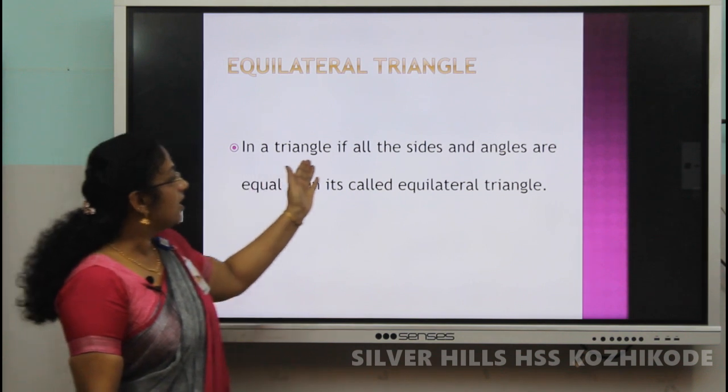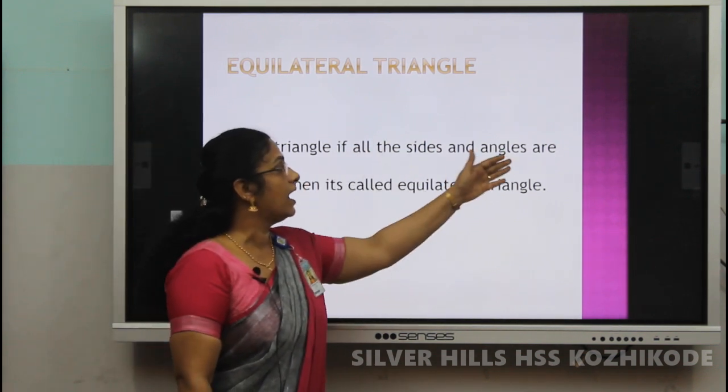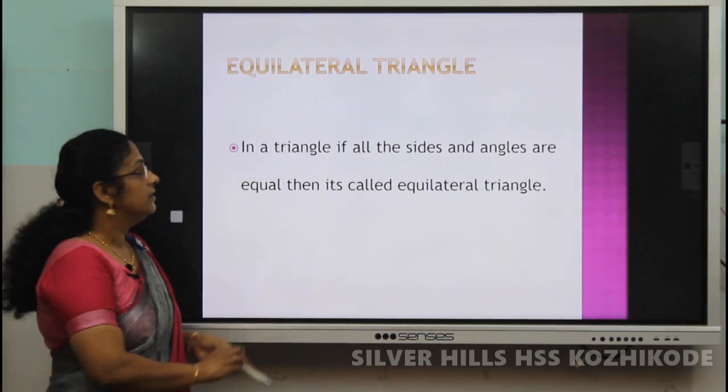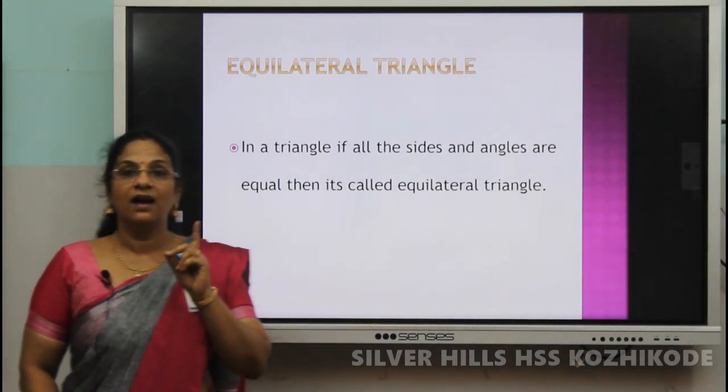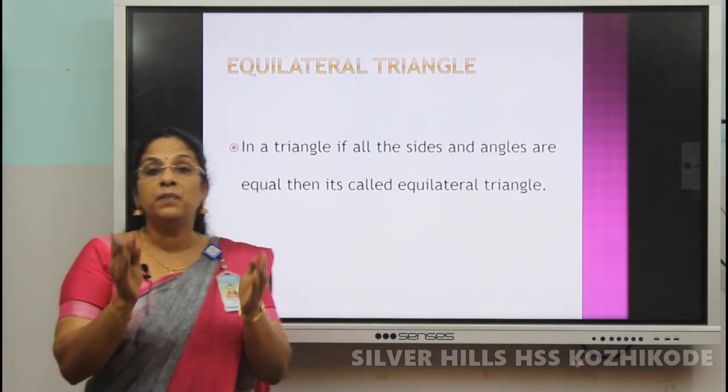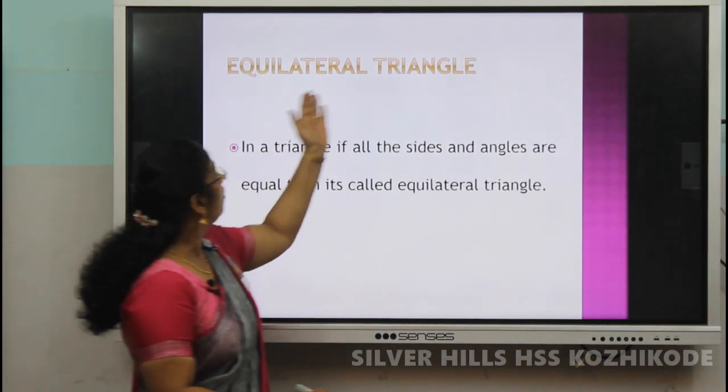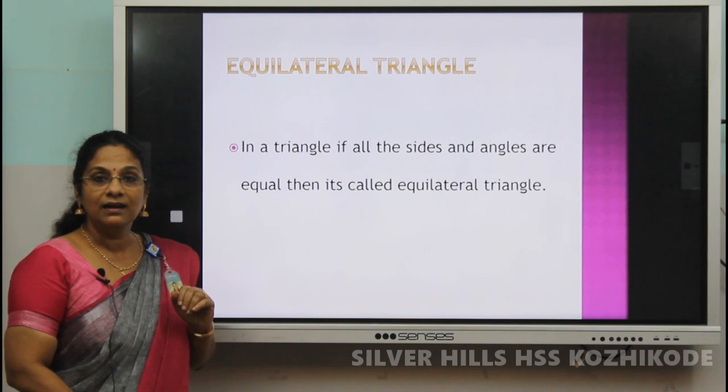See, in a triangle, if all the sides and angles are equal, then it is called an equilateral triangle. That is the first type of triangle, based on sides. We are calling it an equilateral triangle.